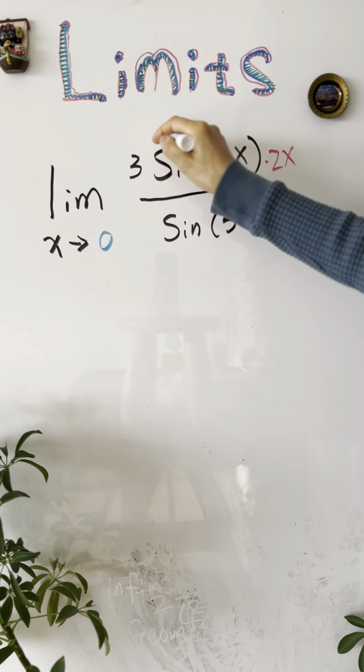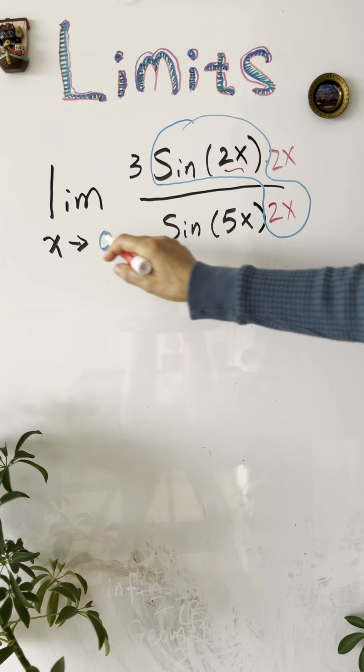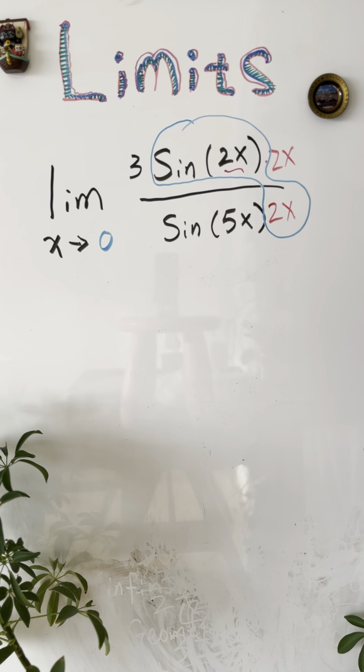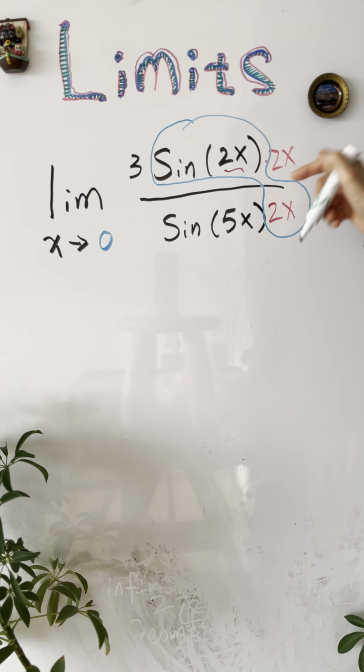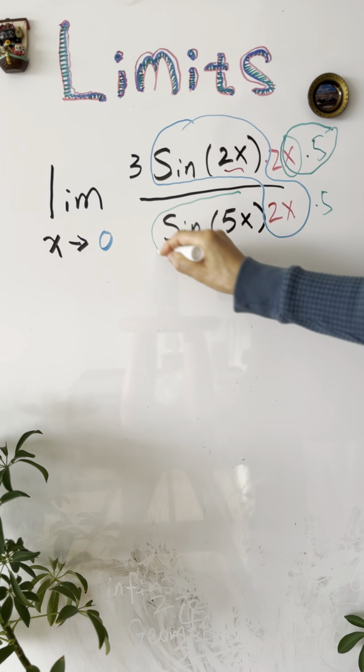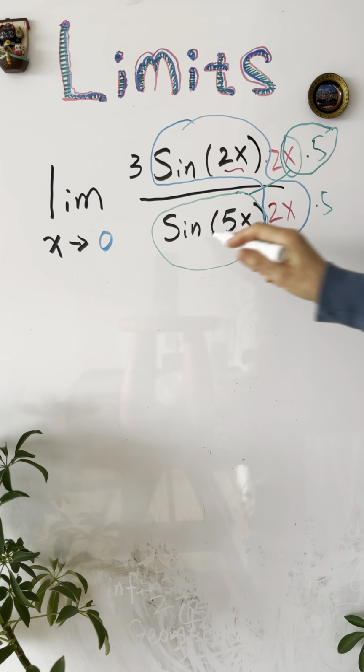Now we have formed sine of 2x over 2x. So the limit of this part when x approaches 0 becomes 1. Then we still have this sine of 5x, so the angle is 5x. We already have an x in the numerator, so we just need 5. So we multiply by 5 in the numerator and in the denominator. Now, sine 5x over 5x, when the limit as x approaches 0, becomes 1.